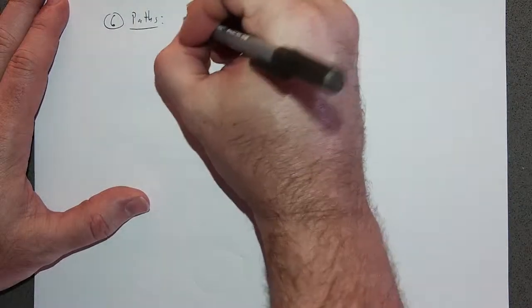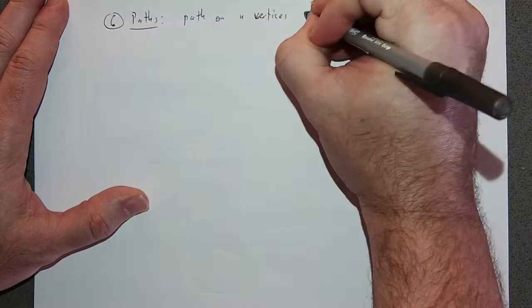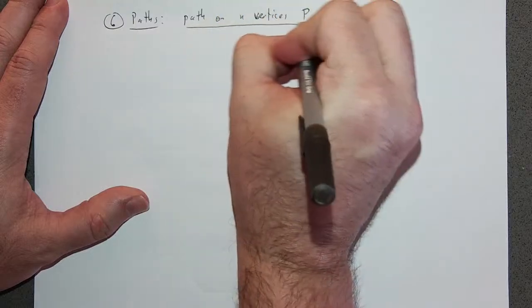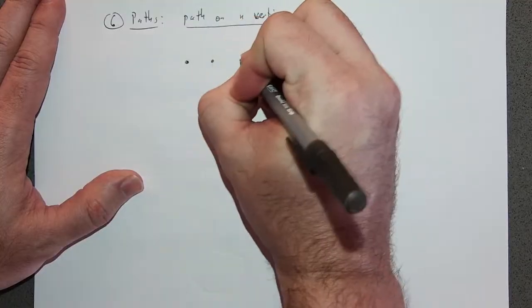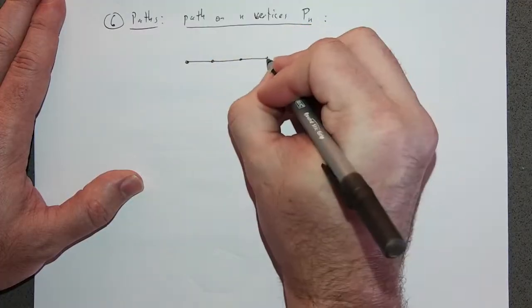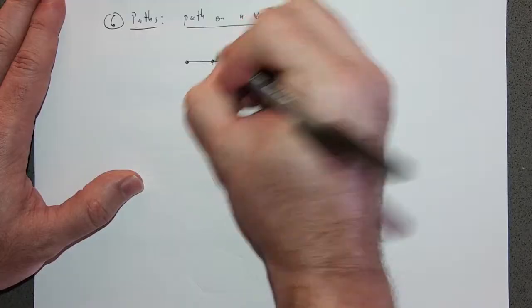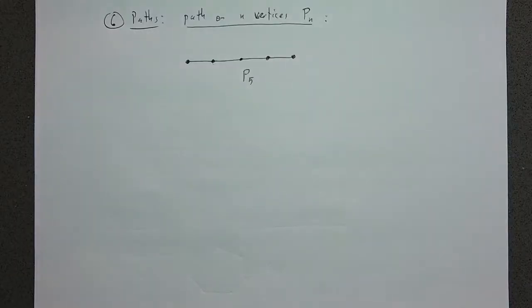Okay, so paths are another of this sort. So what is a path on n vertices? We'll call it P sub n here. Let's do P sub 5. You don't have to have it drawn like this. Of course, you could have it drawn however you want, but drawing it as a line like this or a bunch of line segments is perfectly fine.